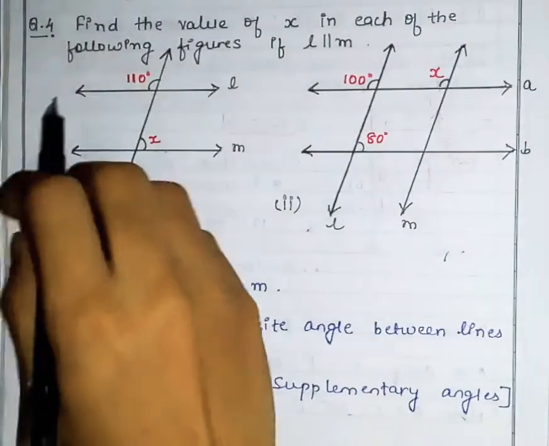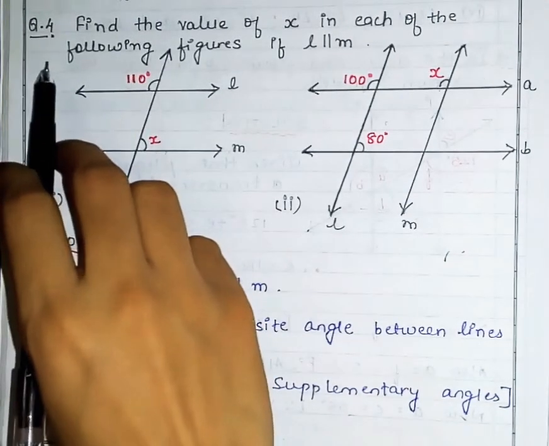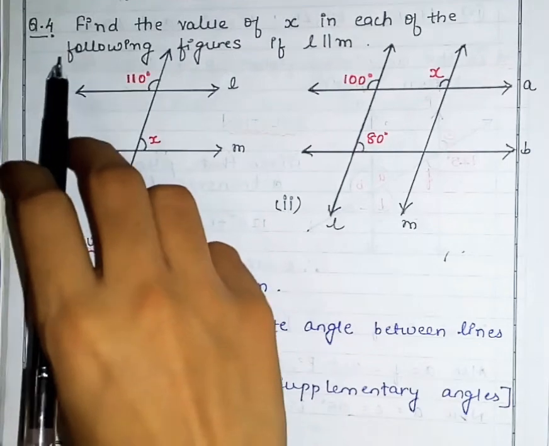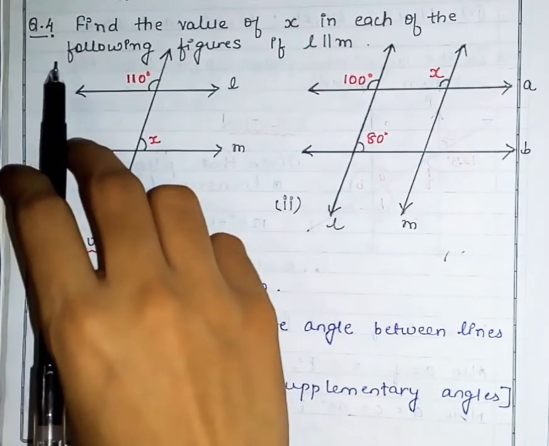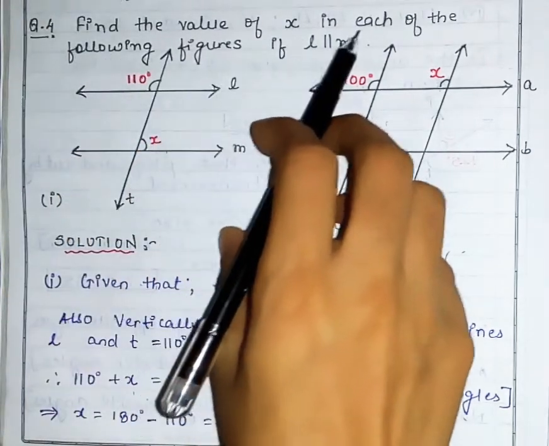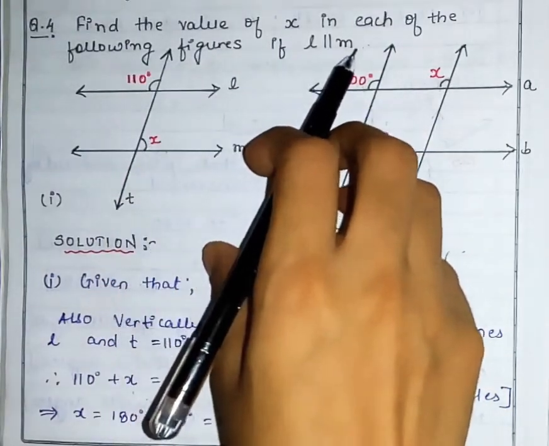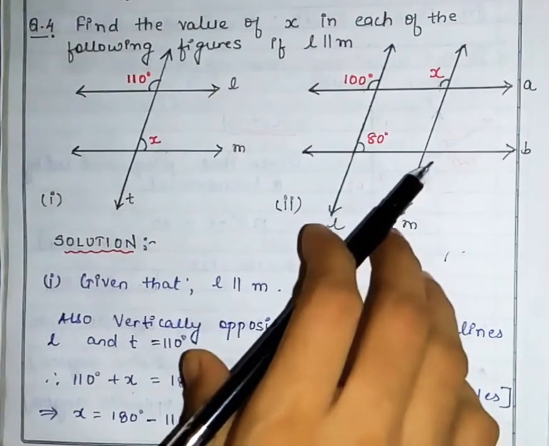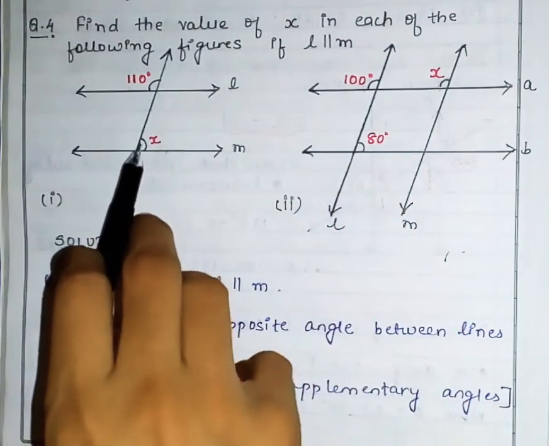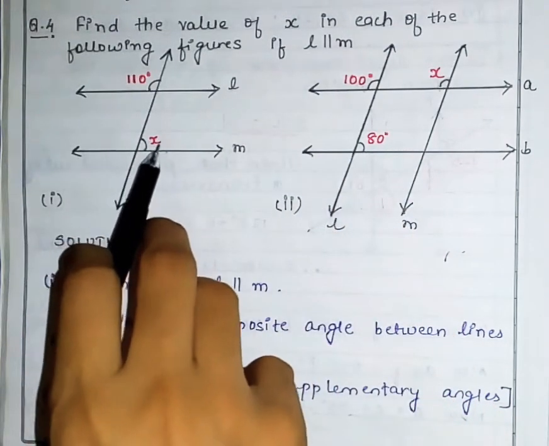Now we will see question number 4 of exercise 5.2, chapter Lines and Angles. So let us see the question. The question is, find the value of x in each of the following figures if L is parallel to M. Two figures are given to us and we have to find the value of the unknown angle x which is given in the figure.